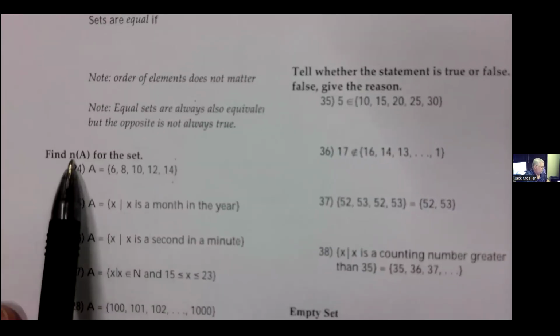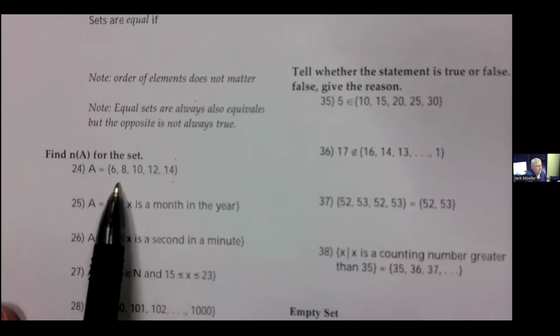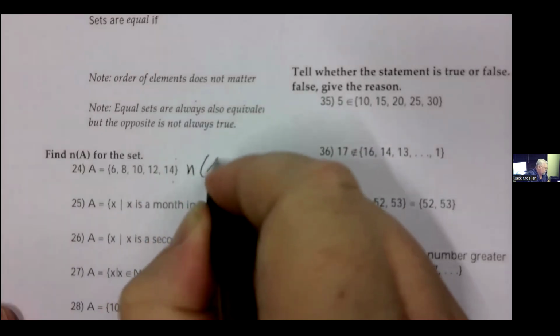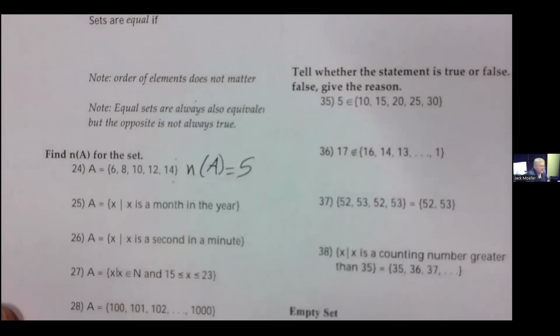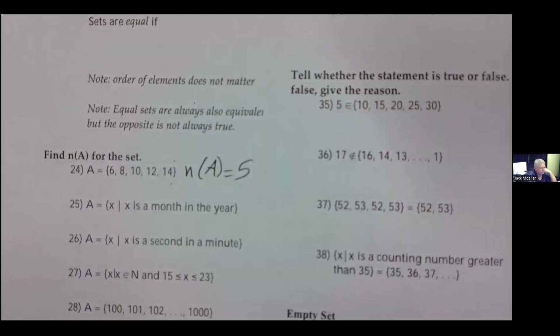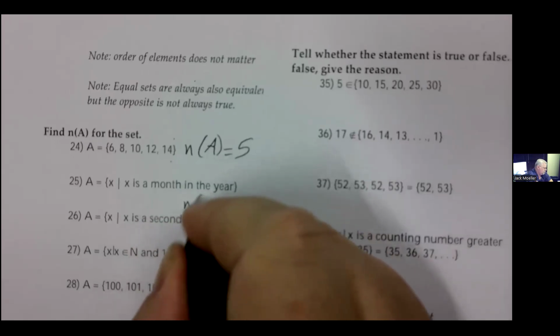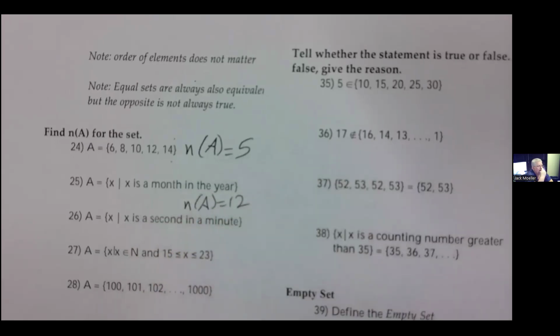Let's practice that. So find the cardinality of set A. So on the first one, it says how many elements are in this set? Well, there's 1, 2, 3, 4, 5. The way we would answer that question would be the number of elements in A is 5. What about number 25? A is the set X, such that X is a month in the year. Well, how many months are in the year? There are 12. So the number of A would be 12.